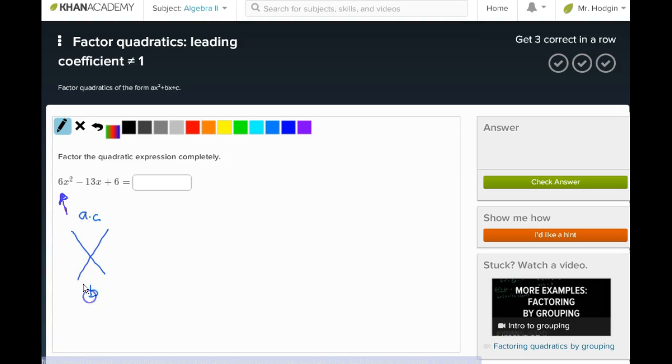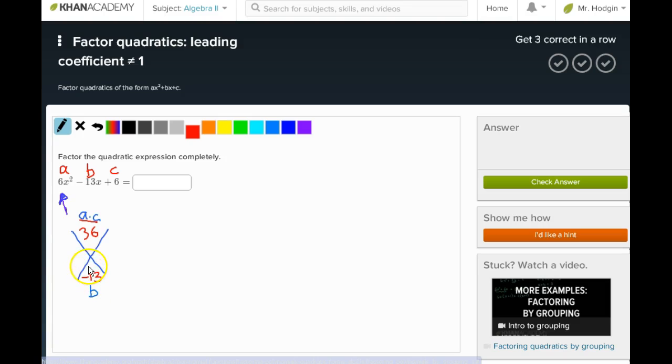So remember, when we're doing the x, it's going to be a times c on top, and b is on the bottom. So the a, c, and b stand for the numbers here. This is a, this is b, and this is c. Right? So you see a times c, that's these two, the first and the last. So 6 times 6 is 36. And then the b on the bottom is negative 13.